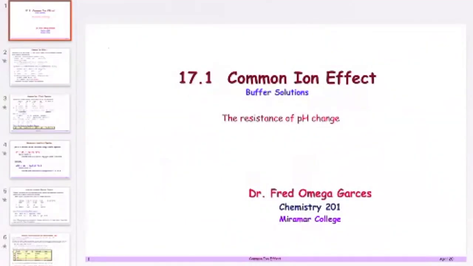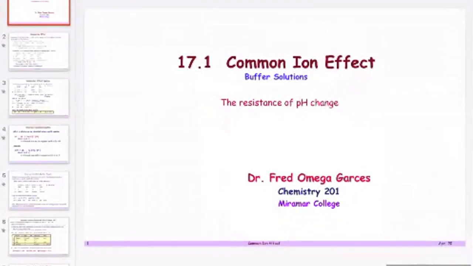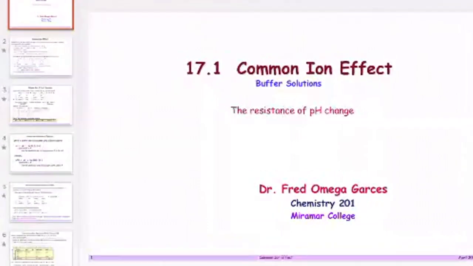Chapter 17, which starts with the common ion effect. The common ion effect is important because it deals with buffers. If you're going to learn a topic in acid-base chemistry, buffers are it, because they are so common. If you're in the biological field or even the pharmaceutical field, things need to be buffered so that the pH doesn't change under different conditions.